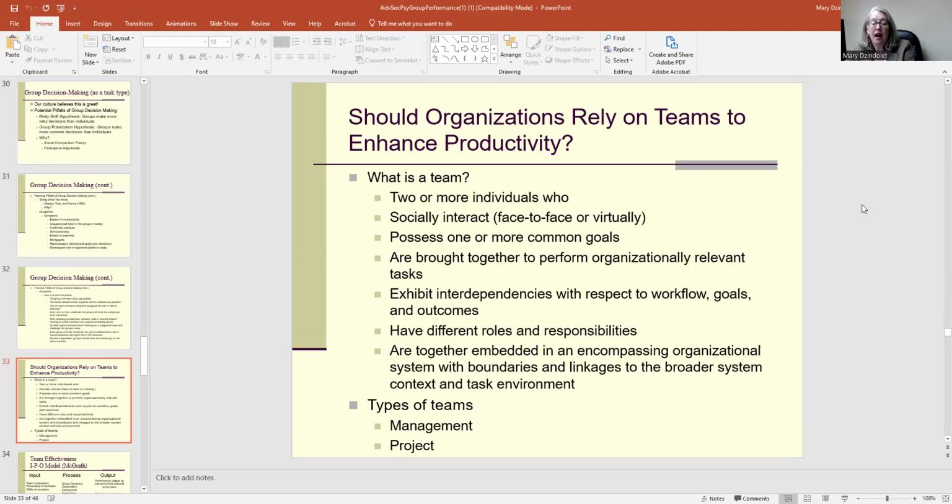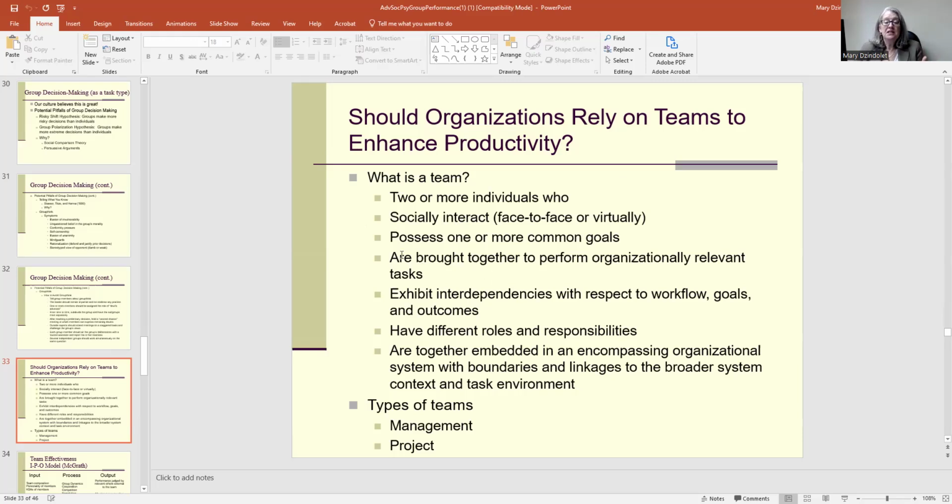So I for one am very happy that in the last 10 years, the social psychology people, when they're talking about groups, start talking about teams also. I think this is really important. So when you look at the team literature, look at how similar the definition of a team is to what we talk about as a group. 2 or more individuals, they socially interact, they have common goals, they're interdependent.